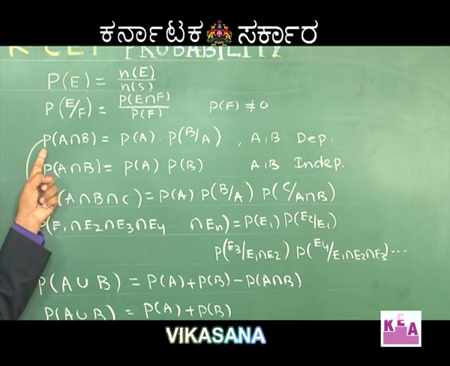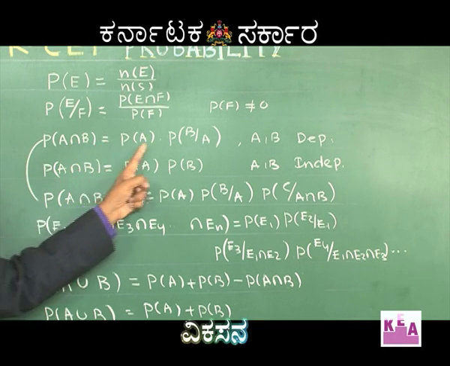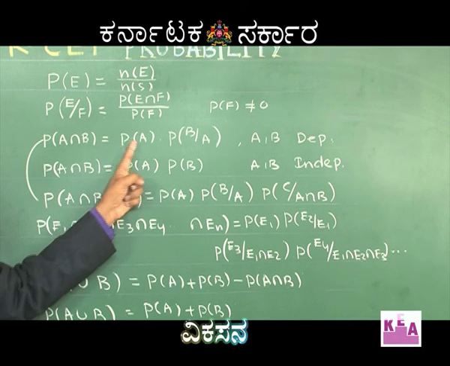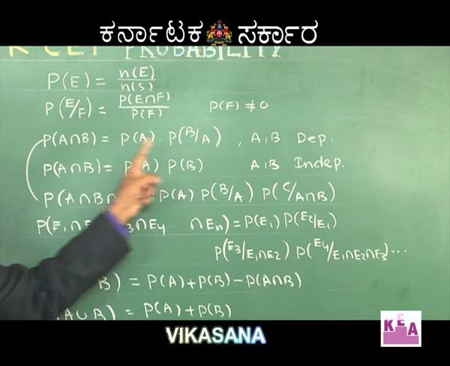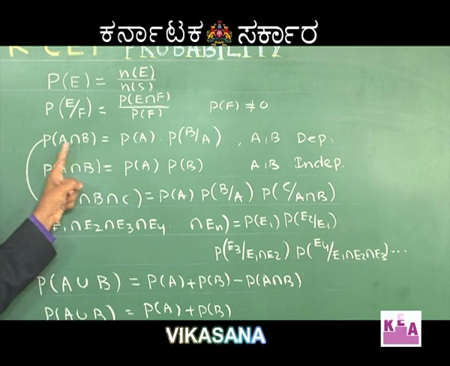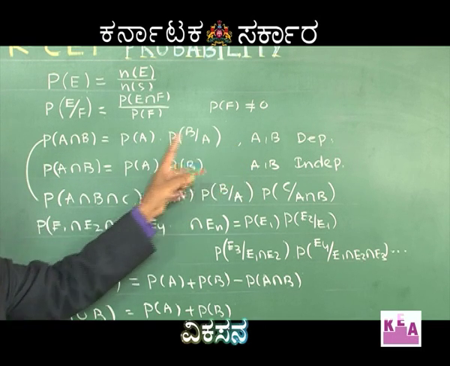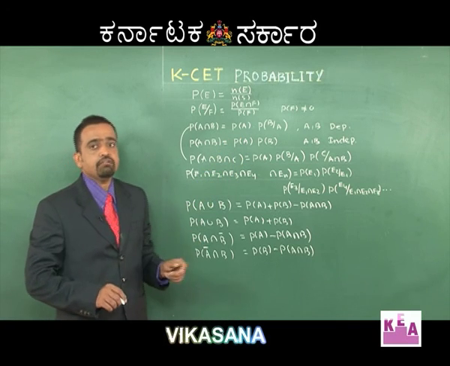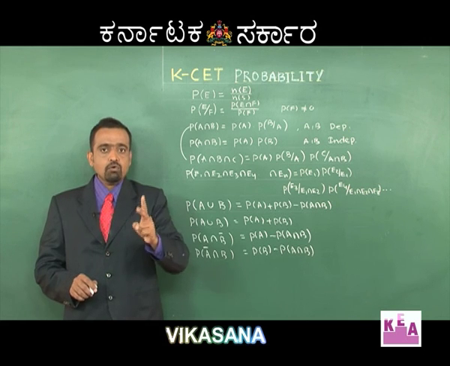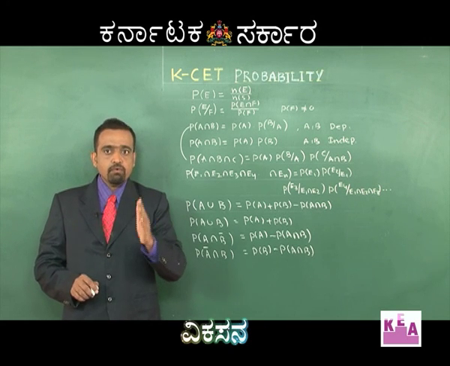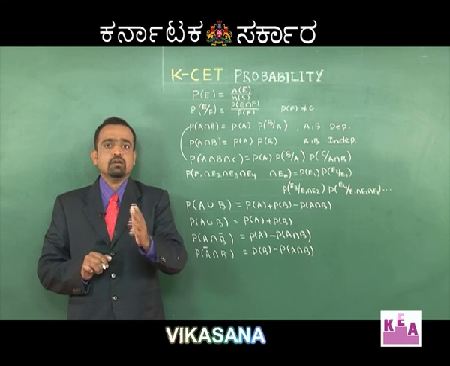Again, probability of this compound event A intersection B is the product of probability of A and probability of B given A. This is called the multiplication theorem. This is applicable whenever A and B both are dependent events. What is the meaning of dependent events? Dependent events means in any random experiment, out of two events, happening of one event affects the other event. These two events are called dependent events.